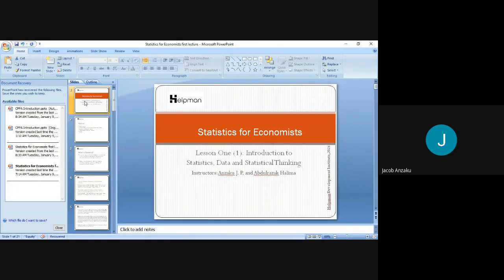So we're all welcome to our class for today. This is statistics for economists, and this is our first class.